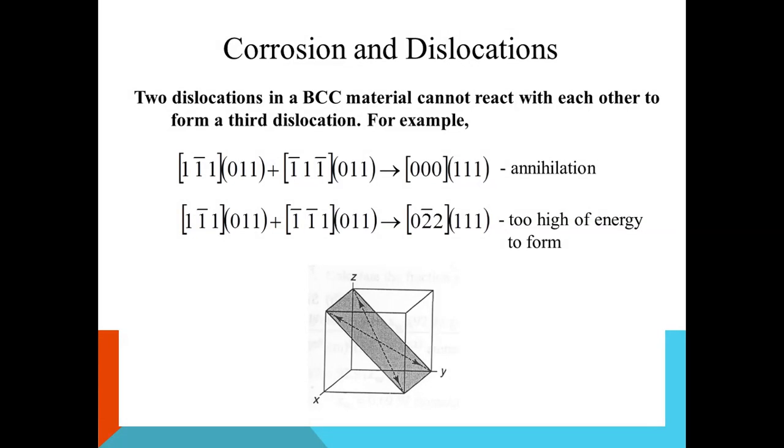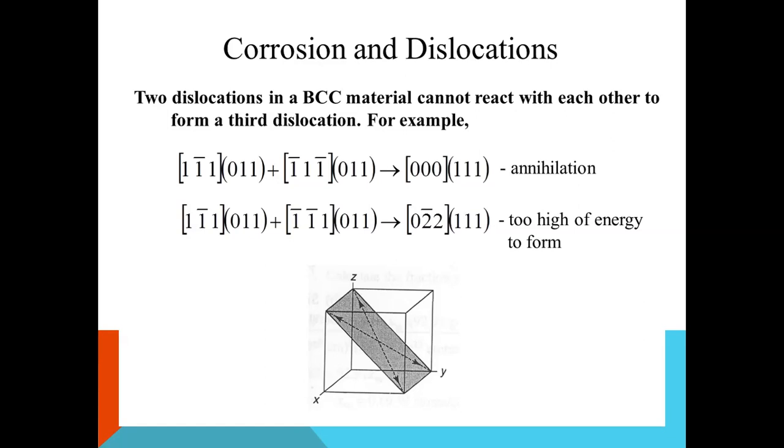Corrosion and dislocation. Two dislocations in a body-centered cubic material. Body-centered cubic: alpha iron, barium, molybdenum, tungsten, niobium, potassium, chromium. These metallic materials are less ductile but stronger. Two dislocations in a body-centered cubic material cannot react with each other to form a third dislocation.